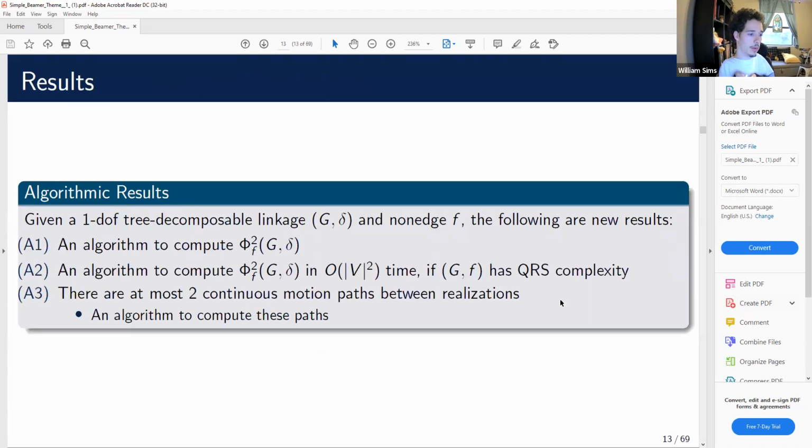So that was A1. We hadn't discussed A2. That's actually what we said we would assume, and we were going to show today. So we'll discuss it a bit today. And then we had discussed A3, which was to show that there are at most two continuous motion paths between realizations and to show how to find these. And I believe this is where we left off last time.